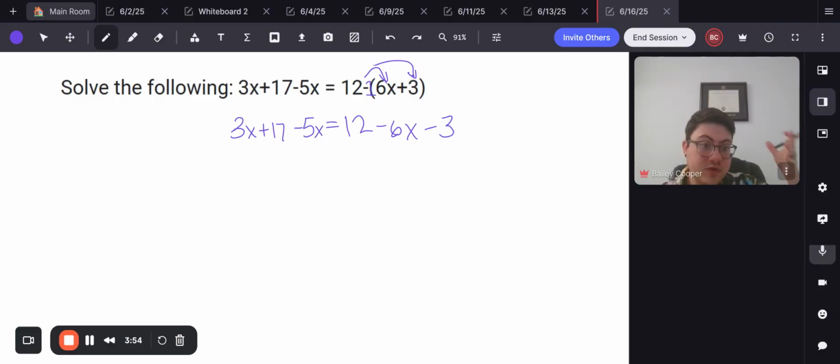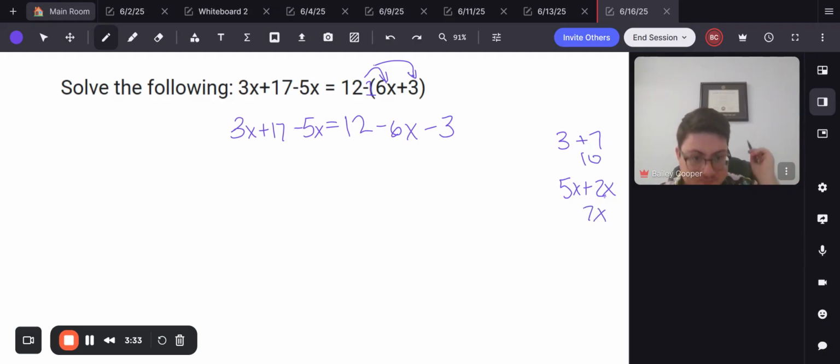Second thing you're going to want to look for, once everything's been distributed, is like terms. Like terms are things like 3 and 7. They're things like 5x and 2x. They're things that you can add together to make a simplified form. So for example, 3 plus 7 is 10. 5x plus 2x is 7x. Those are examples of like terms. You can combine them together.